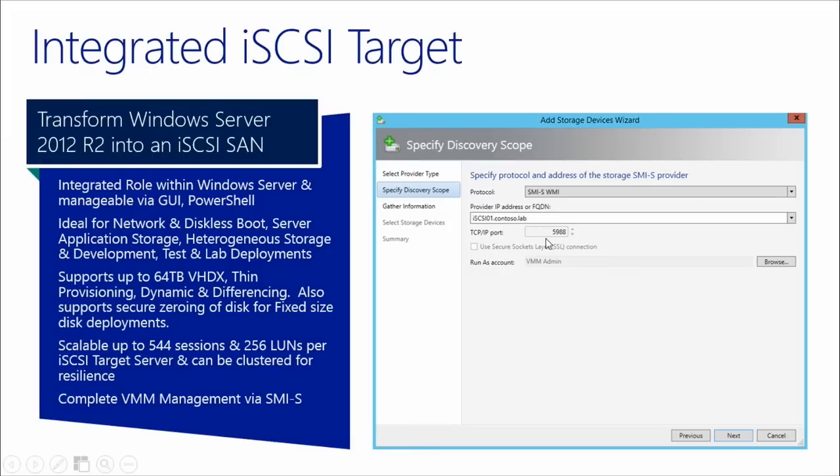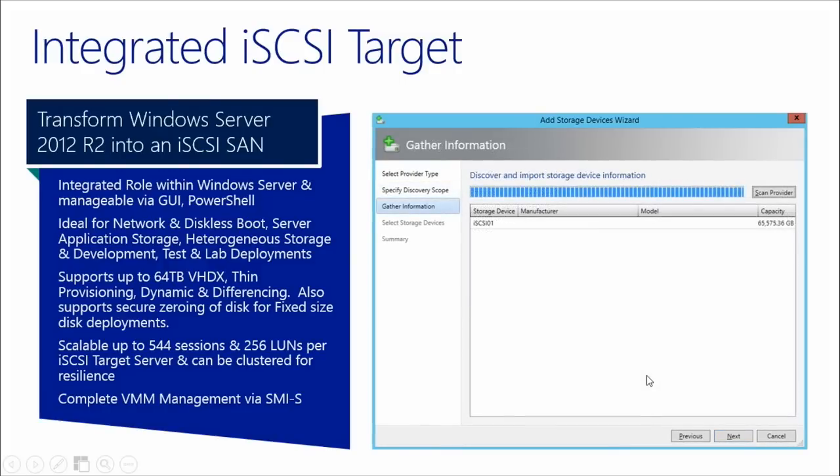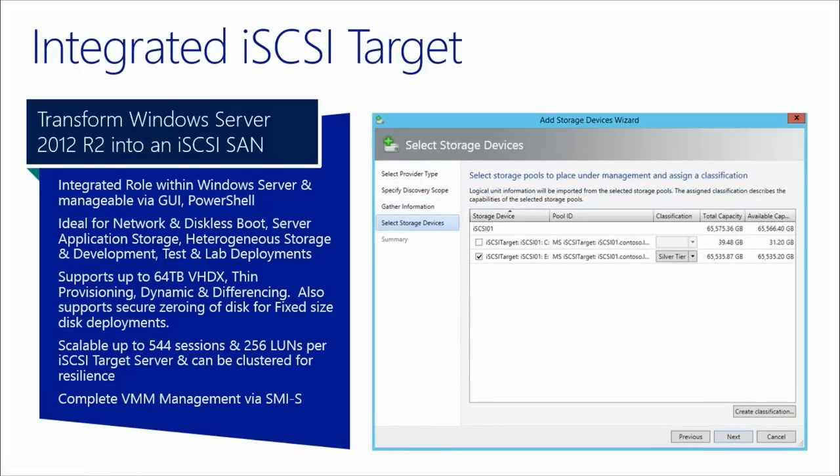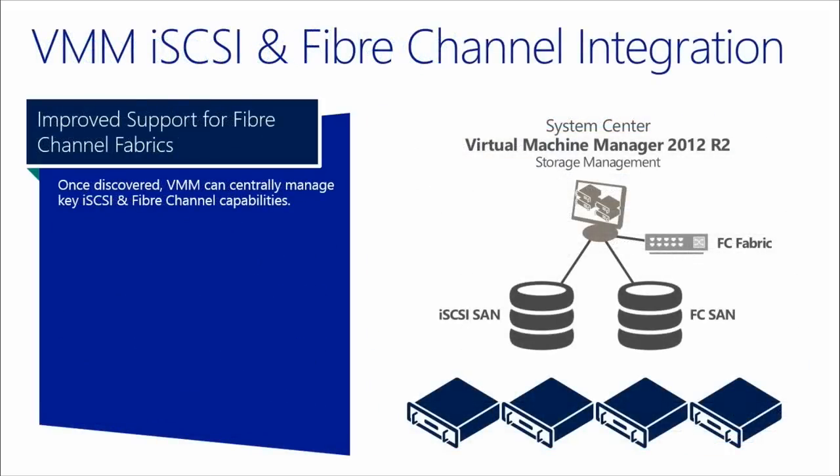I was originally naming the port and run as account, and then it will do the same kind of thing we saw before, gather the information, specify any LUNs which you can classify, and we'll look at classification later on, so don't worry if that doesn't make sense at this point, and then bring them into VMM's management. And from that point forward, we can then provision new LUNs with VMM.